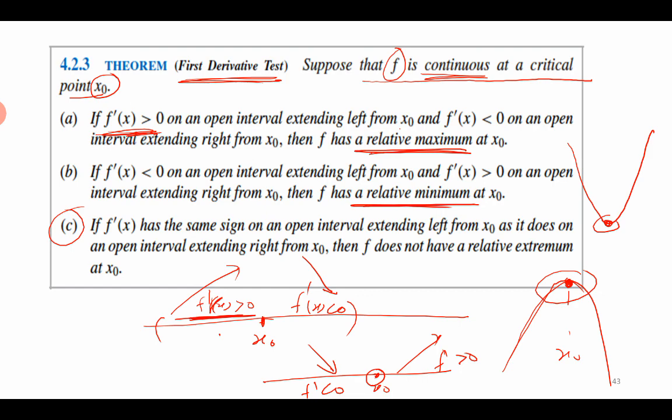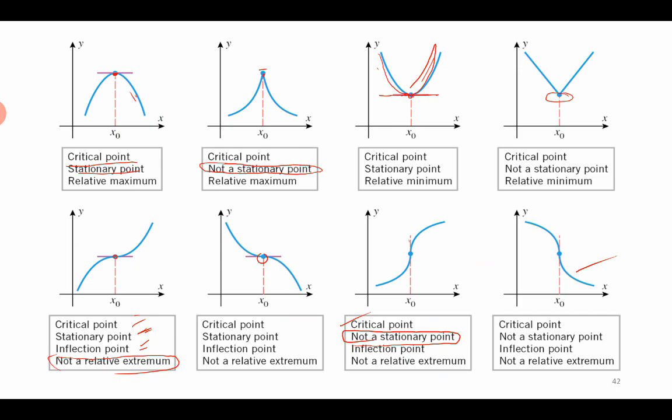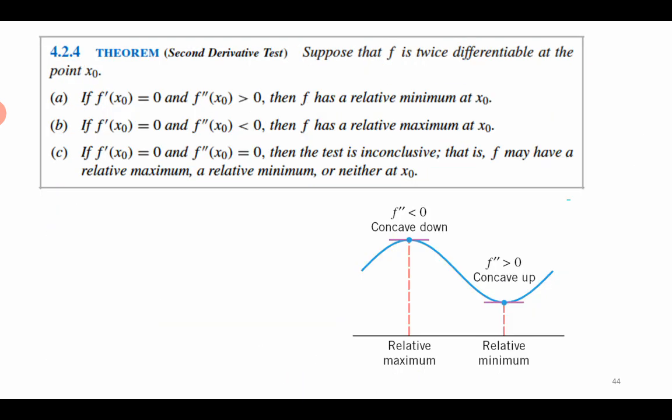Third point: if f prime of x has the same sign on both sides, then f does not have a relative extremum. If you find it is increasing or decreasing continuously on both sides, then this point is neither maximum nor minimum, like this one, isn't it? The curve is going like this. There is a critical point, but still there is no minimum or maximum.